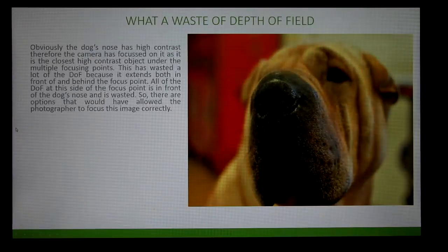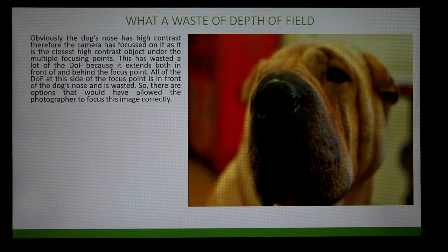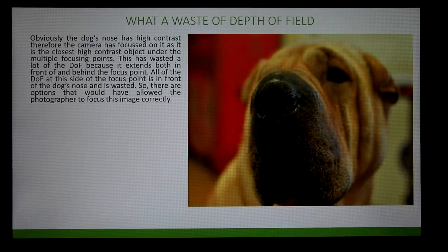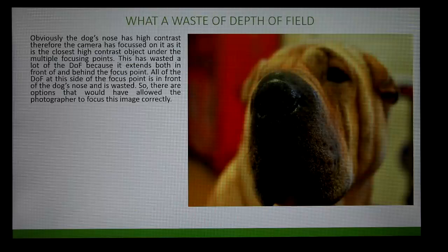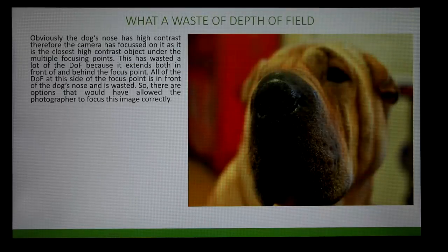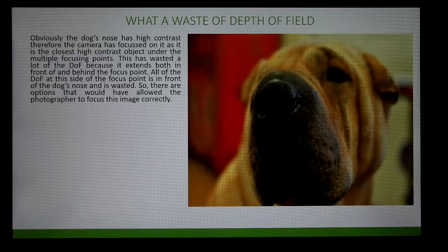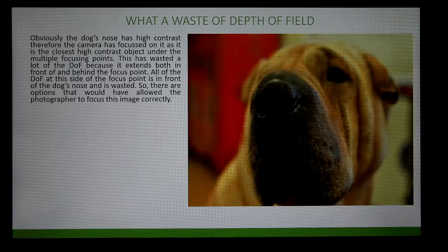What a waste of depth of field. Obviously, the dog's nose has high contrast, therefore the camera has focused on it, as it is the closest high contrast object under the multiple focusing points. This has wasted a lot of the depth of field because it extends both in front of and behind the focus point. All of the depth of field at this side of the focus point is in front of the dog's nose and is wasted.